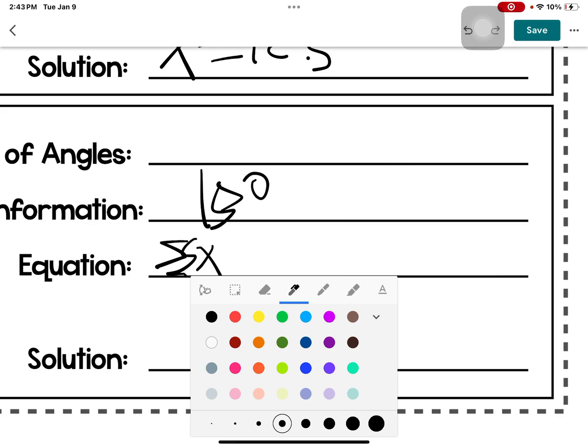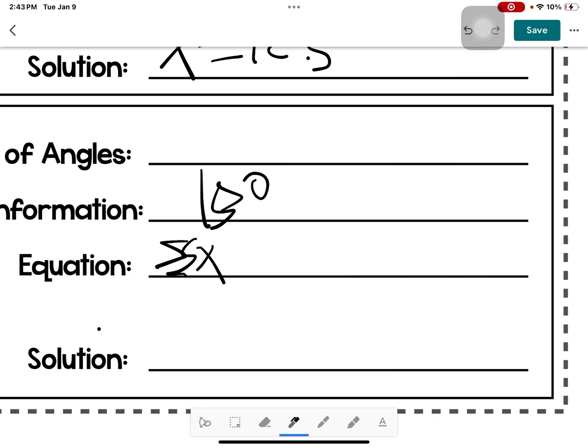Alicia, I love how much you're participating, but I just want a hand raise so I can give people a chance, okay? Okay. All right, so go ahead and solve that.